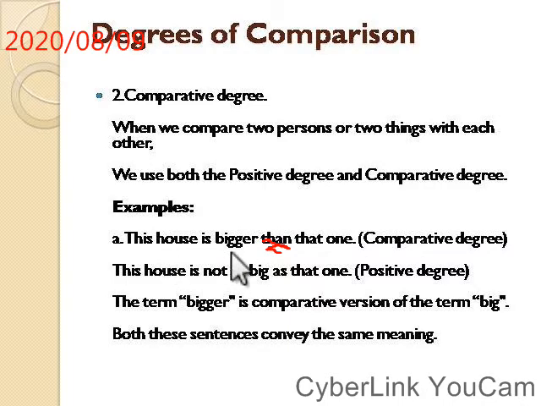We are saying this house is bigger than that one. Here what are we saying? This house is not as big as that one. That means it is a small house. The meaning in the two sentences does not change, but the way we express it does change. It is positive degree and it is comparative degree. The term bigger is the comparative version of the term big. Both sentences convey the same meaning. Okay.